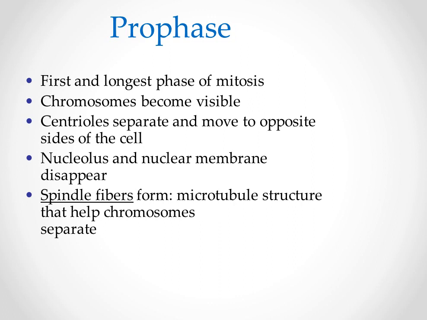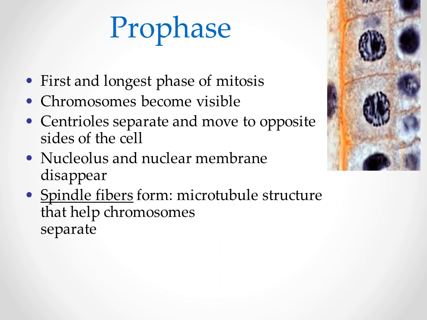The spindle fibers basically are going to form and they're going to be attached to those centrioles. So they're going to start moving to opposite sides. Okay, so these tubules or these microtubules actually help the chromosomes separate when we go down through our cell cycle or through the steps of mitosis.